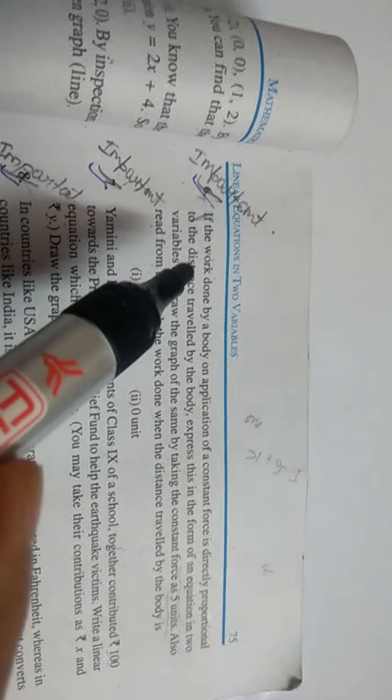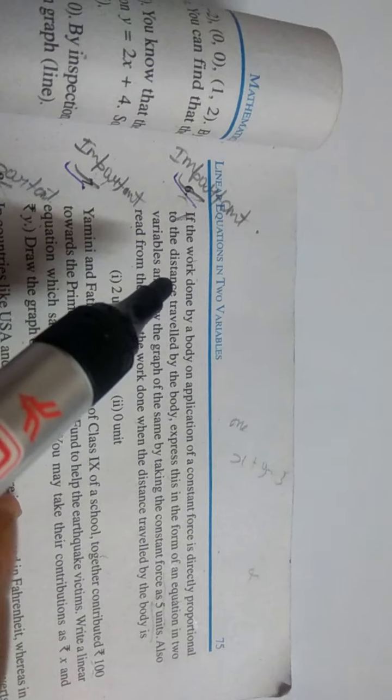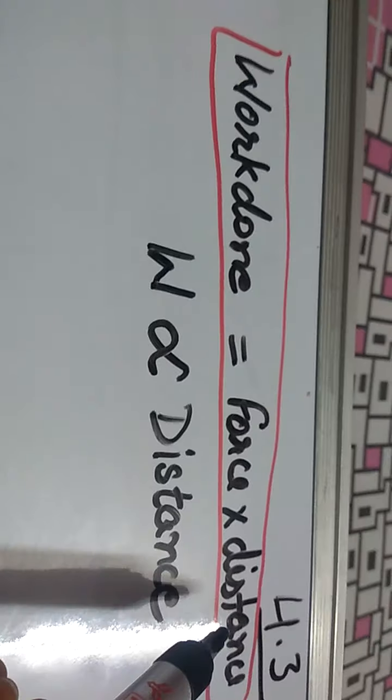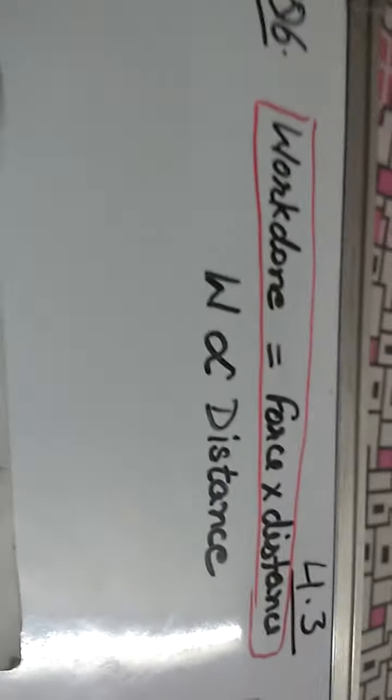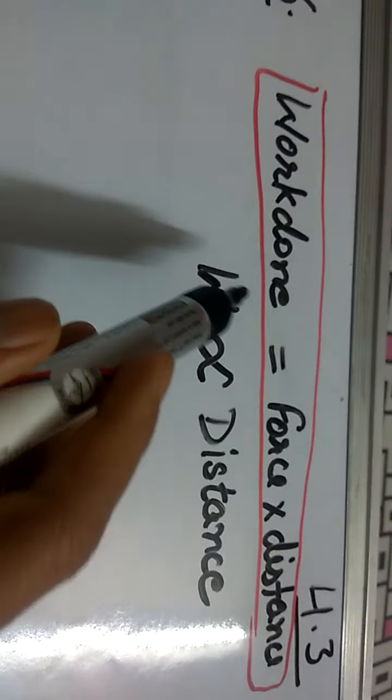They are talking about work done, and you read about work done in your physics. What is the formula for work done? Work done is equal to force into distance. So, to convert this question statement into an equation, we will use this formula. Now, in the question, it is given that work done by the body on application of a constant force is directly proportional to the distance. So we will write it in this form. Work done, W denotes work done, is directly proportional to distance.